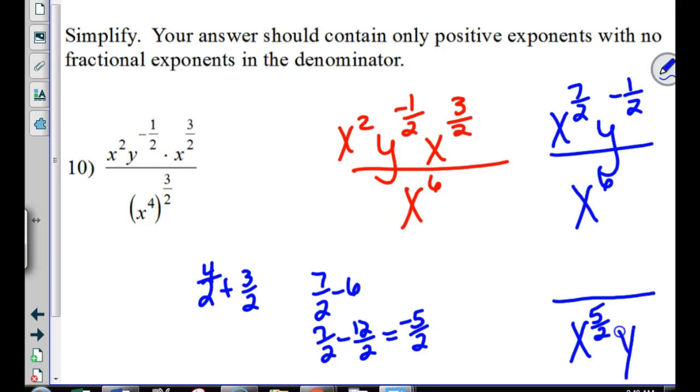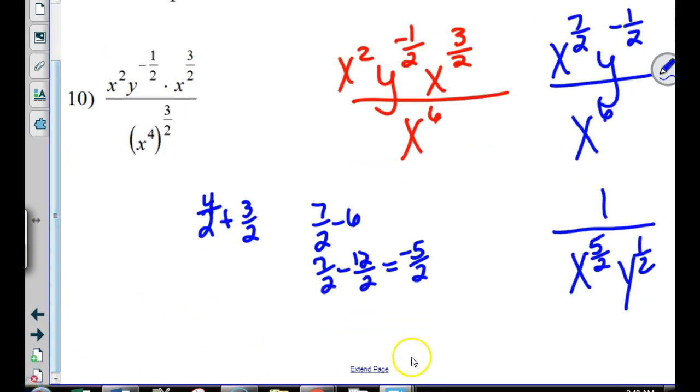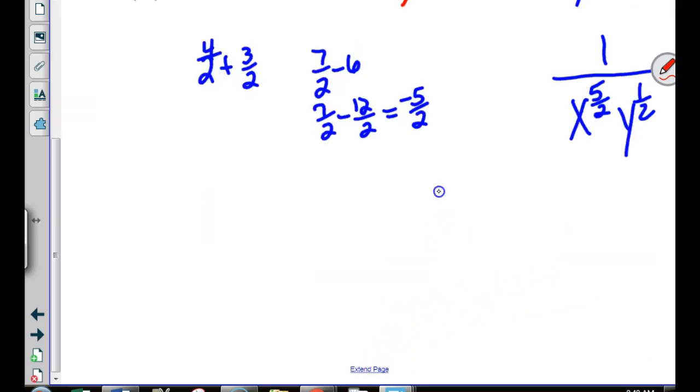The y belongs on the bottom as well. All right, so there's nothing on top, right? You're not supposed to be able to leave it like that. I'm just telling you, we're going to stop here, but I just want to show you this once. If you simplified this, we have the square root of x to the 5th y in the denominator, and you can't have a radical in the denominator.